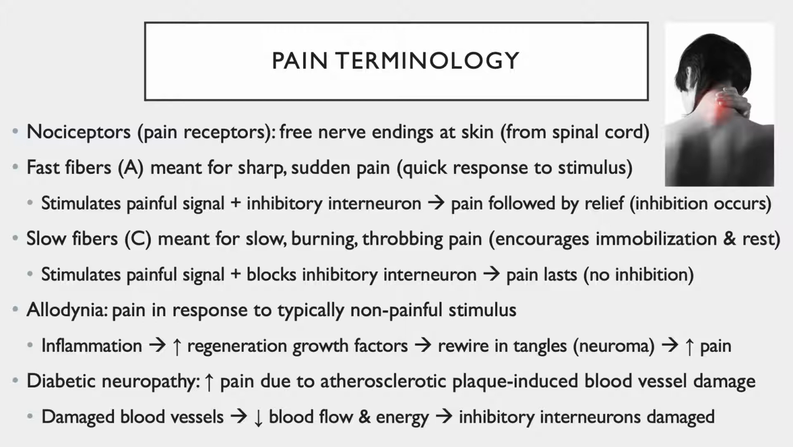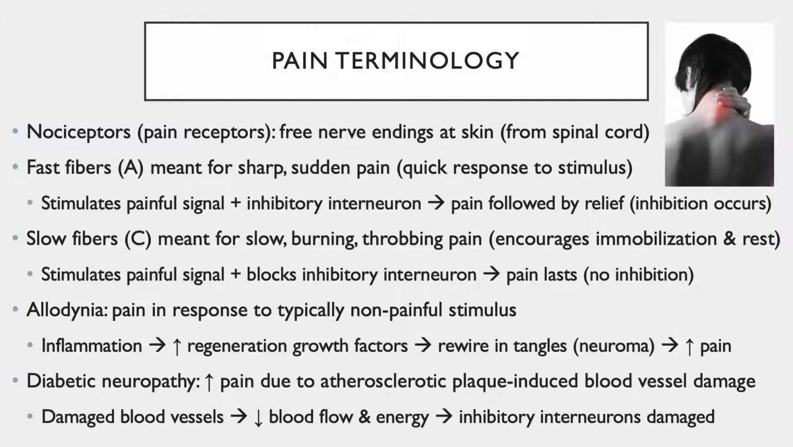Allodynia is due to inflammation around the site of injury in many cases. That enlarges the area of pain and can directly cause neuronal damage. From here, inflammation essentially releases regenerative growth factors that encourage these fibers to rewire in tangles, which are known as neuromas. That increases pain for the individual. Essentially, a neuroma is a tangle of nerve endings that are extremely hyperexcitable and send increased pain signals to the spinal cord.